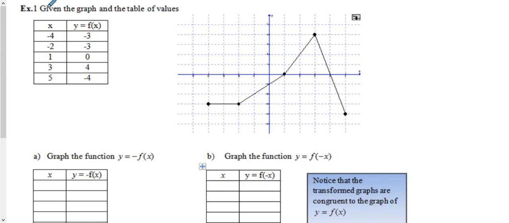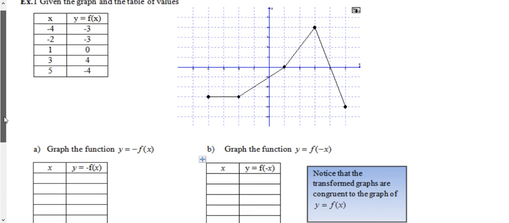Getting right into example 1 here. So here is a graph that's given to you. This is just a randomly drawn graph. You have a table of values that correspond to it as well. So at -4, you're at -3, at -2, you're at -3, at 1, you're at 0, and at 3 and 5, you're at 4 and -4. All the points are connected. That makes our weirdly looking graph.